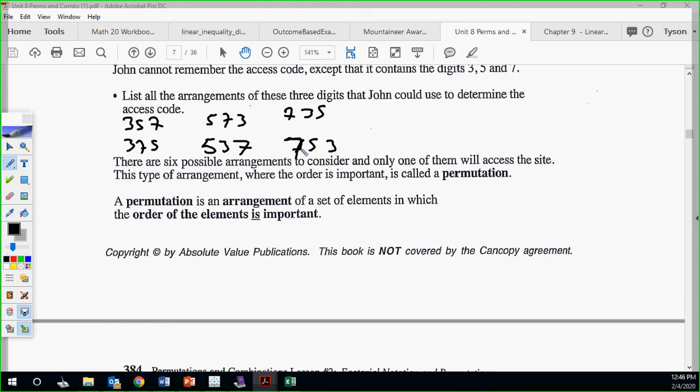This type of arrangement where the order is important is called a permutation. So what that means is these are all the same digits, right? If the order of the digits didn't matter, 357 for a 3-digit code would count as just one, and it would be a combination. But the order does matter, so these are the different ways we can order them. That's 6 different ways to order 3, 5, 7. Okay, so that's the difference. A permutation is an arrangement of a set of elements in which the order of the elements is important. And they're going to say that quite a bit.